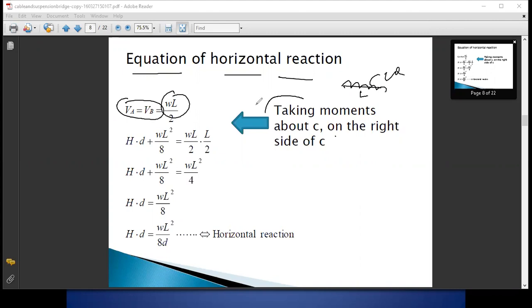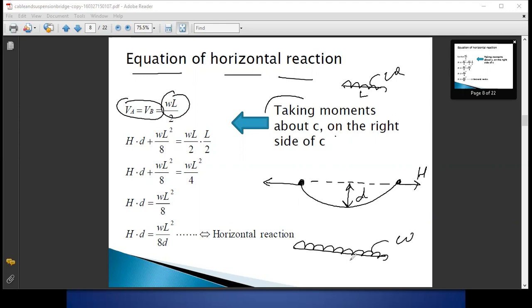For the equation of the horizontal reaction, taking the moment about point C on the right side. Now taking the moment, this is your vertical distance, that is d, that is called the sag, right? Horizontal reaction, right? And the UDL is there, w, span is your L.